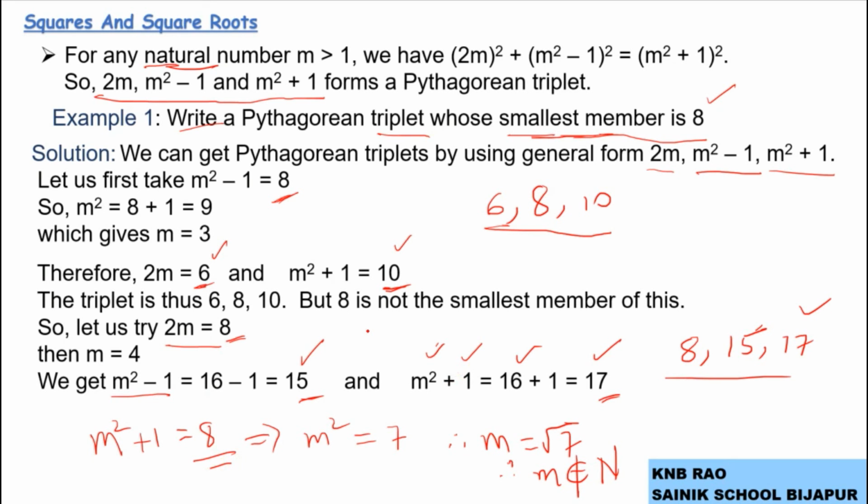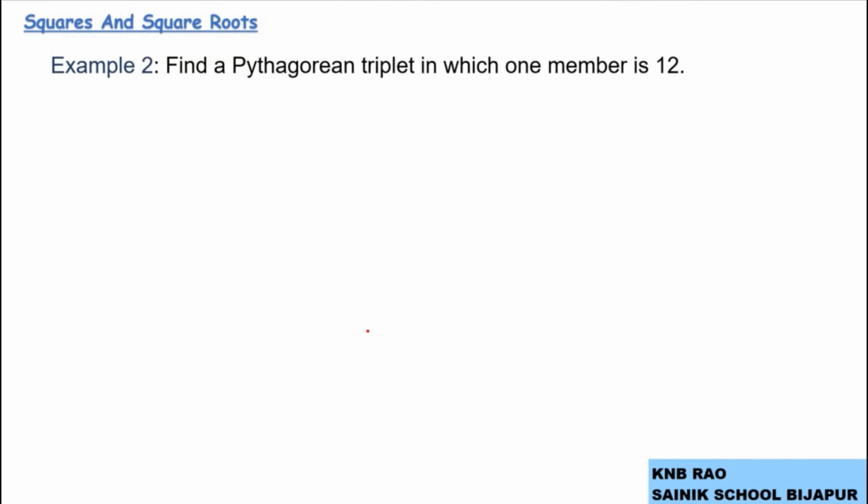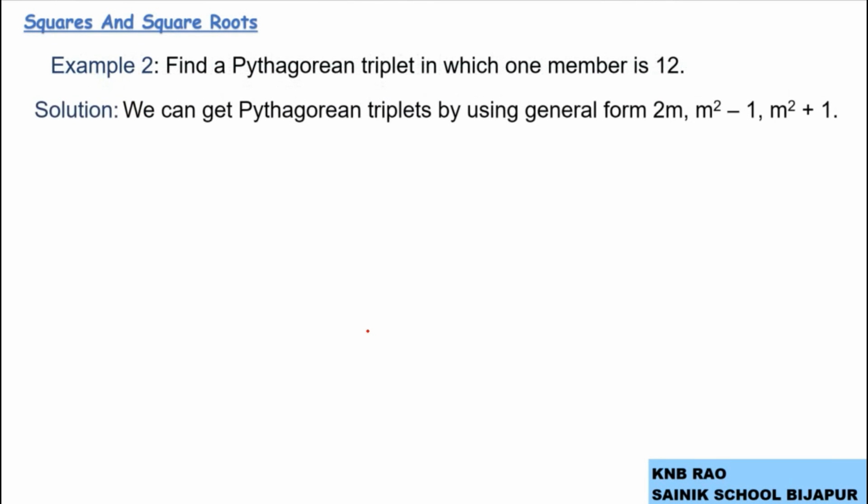Now I am taking another example to make this concept still clear. Next example is, find the Pythagorean triplets in which one member is 12. Now we know that Pythagorean triplets are given by the general form 2m and m square minus 1 and m square plus 1. Similarly we can equate this 2m to 12 or m square minus 1 to 12 or m square plus 1 also to 12. With the reasons we will go ahead.